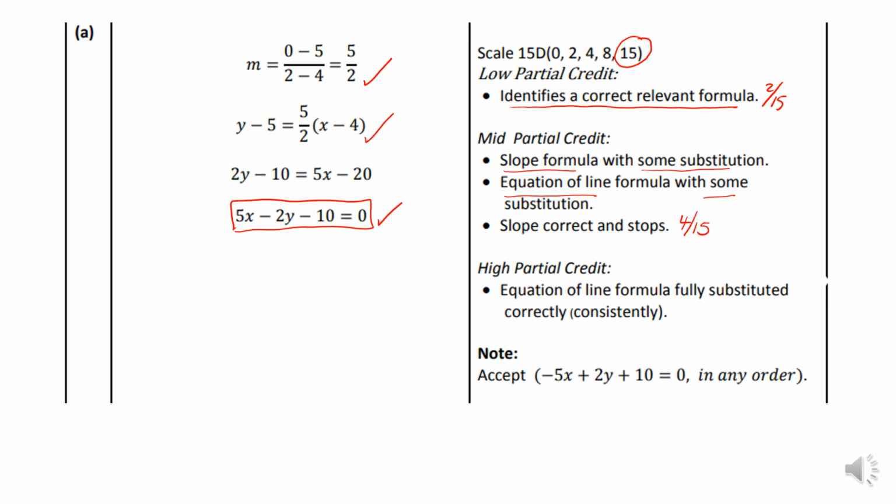A high partial credit, which is 8 out of 15, if you wrote out the equation of the line formula and fully substituted it. Okay, so if you got to this stage here, you'd be getting 8 out of 15.